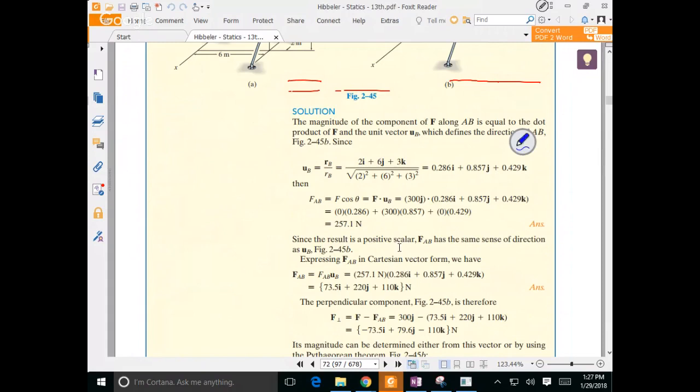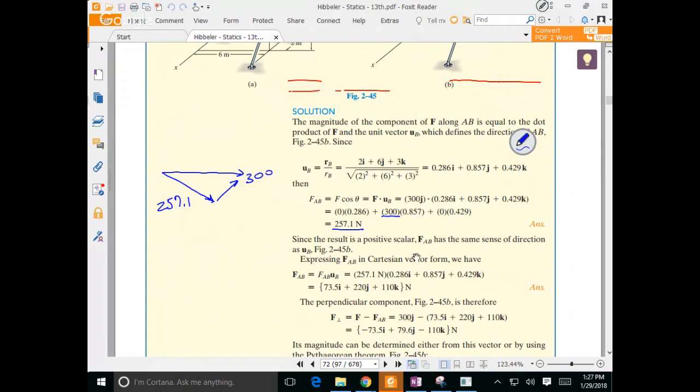Now what he does is kind of interesting. If you had a vector and it looks like that, and the original magnitude was 300, doesn't matter where it's gone to, it's 300, and then some component of it is 257.1, there may be some other digits. What do you think this other component is?